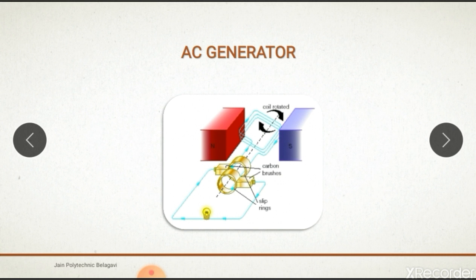First, we'll know what is the working principle of generator. Whenever a conductor or a coil cuts the magnetic flux, an EMF is induced in that conductor. The magnitude of EMF induced in the conductor or a coil is directly proportional to the rate of change of flux and the number of conductors. This is N pole and this is S pole. In between there is a coil which is rotating, and these are the carbon brushes and slip rings. This is how AC generator works.